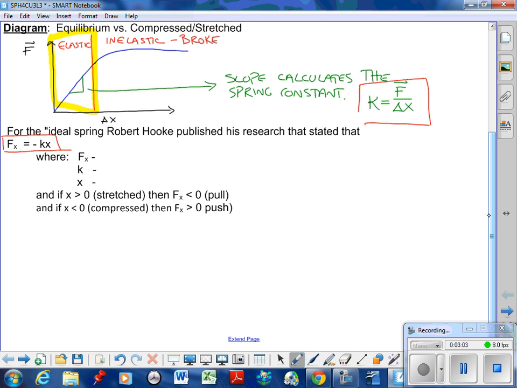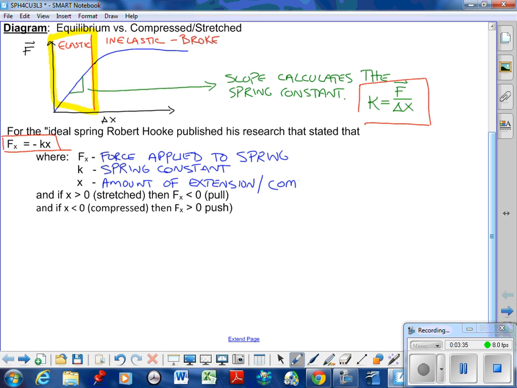So F is the force applied to the spring. That's how much you're pulling on it. k is what we call the spring constant. It is the property of the spring. The tougher it is to stretch a spring, the higher the constant, and x is the amount of extension or compression, because you can squash a spring as well.